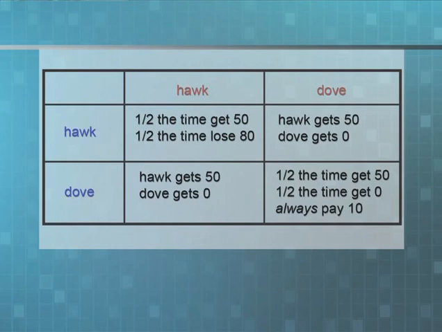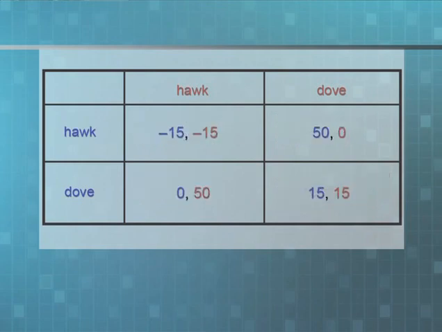Okay, let's clean up the matrix to show the expected payoffs. Half of the time the hawk gets 50, and half of the time it loses 80. So her average payoff against a hawk is half of 50 plus a half of negative 80, or negative 15. When 2 doves meet, half the time the dove wins, getting 50, and half the time it loses, getting 0. That's 25 on average. But win or lose, the dove pays the display cost of 10. So the average payoff to a dove in a dove-dove meeting is 15. And of course a hawk gets everything and a dove nothing in a hawk-dove encounter.